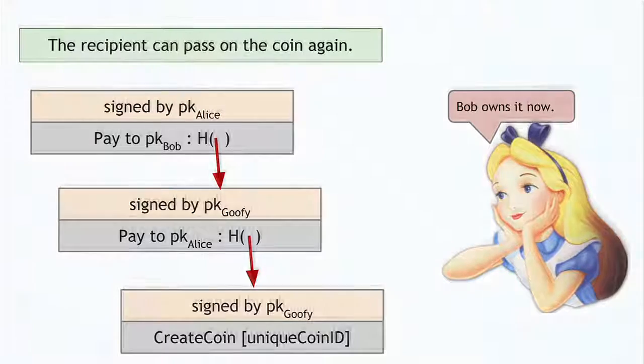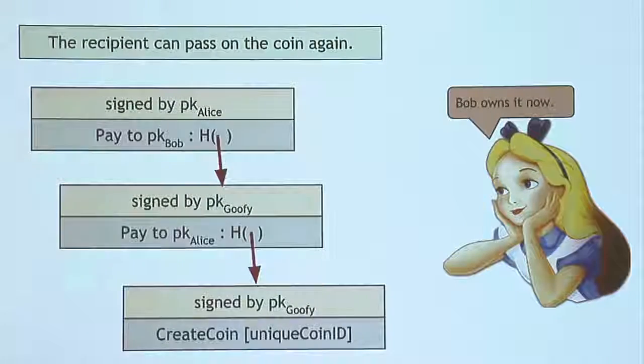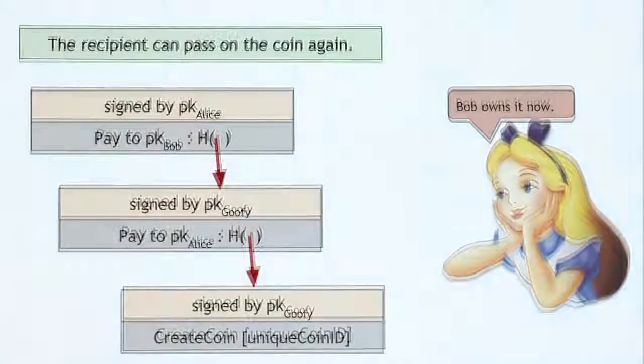So here we have the coin we had before. This is down here at the bottom. We have the creation of the coin signed by Goofy. Now Goofy paid the coin to Alice via this hash pointer, and he signed that. Now Alice is the owner of the coin. Now she can create a statement like this that says, pay this coin to Bob's public key, and here's a hash pointer to the coin. And now Alice signs that. So because Alice was the valid owner of the coin, which we could verify by walking this chain, now we know that this is valid and the coin belongs to Bob. So Bob is now the owner of this coin.